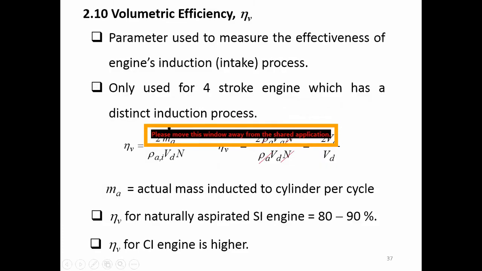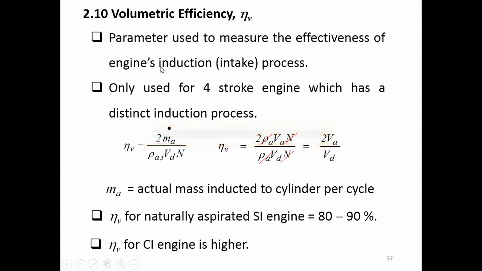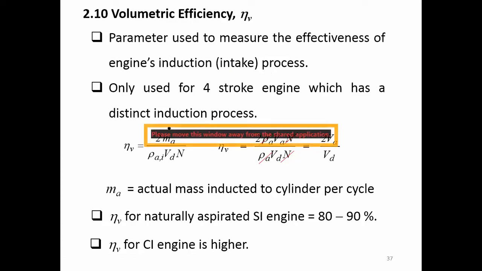Okay, the next parameter is the volumetric efficiency. This parameter is used to measure the effectiveness of the engine induction process, or the engine intake process. That means how well the engine can induce the amount of air, the amount of fuel, or the amount of mixture into the cylinders. This parameter is only used for the 4-stroke engine, because for the 4-stroke engine, you have a clear induction process, or the intake process, right?